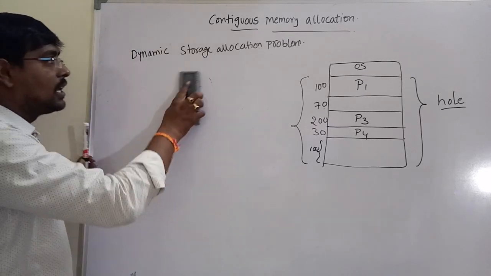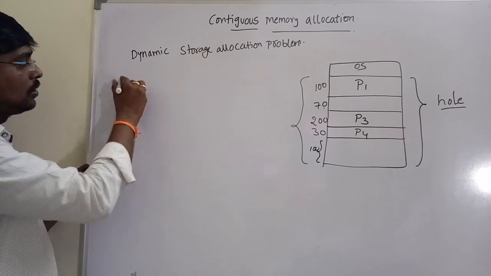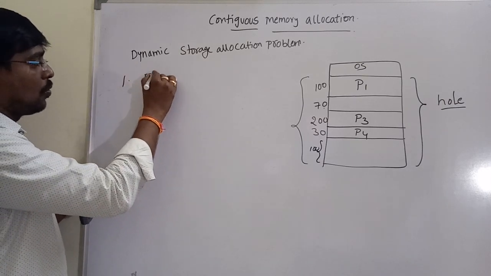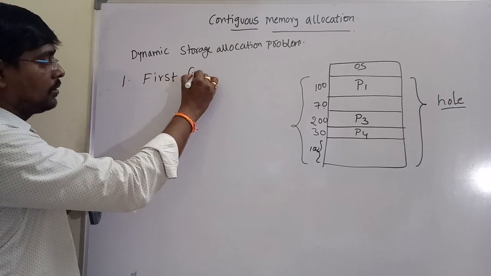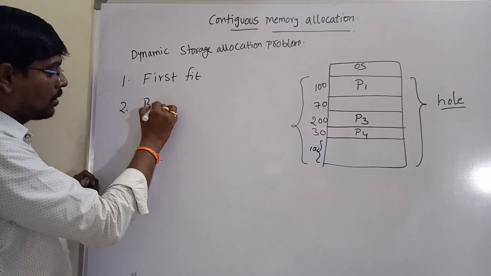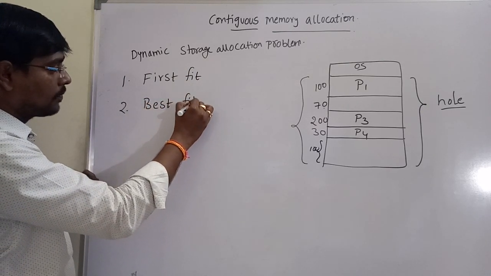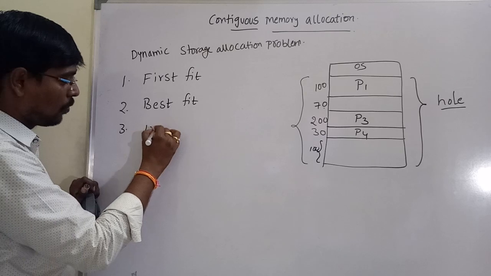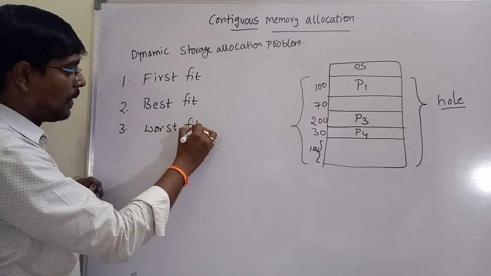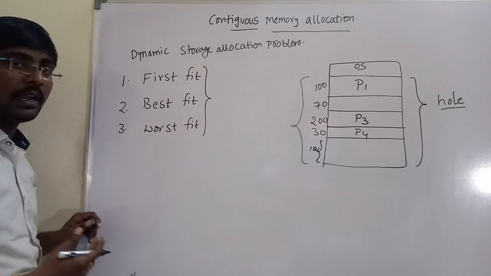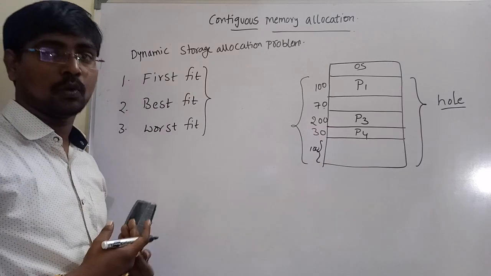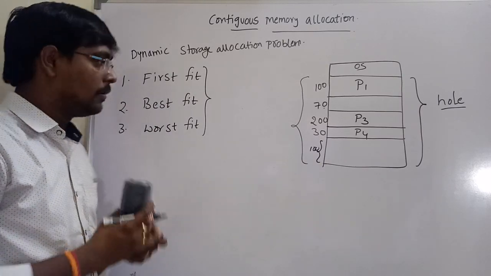For this dynamic storage allocation, we have three strategies. One is first fit, best fit, worst fit. By using these three ways, we are dynamically allocating the process of our request.